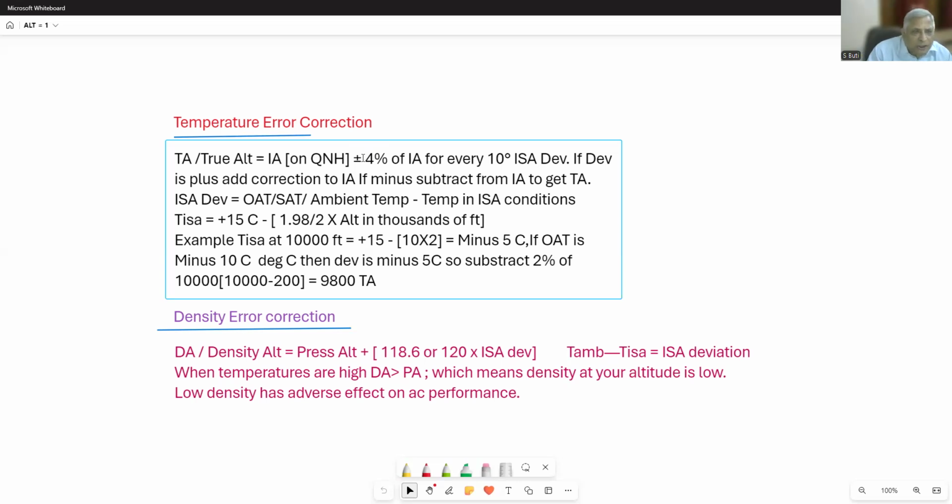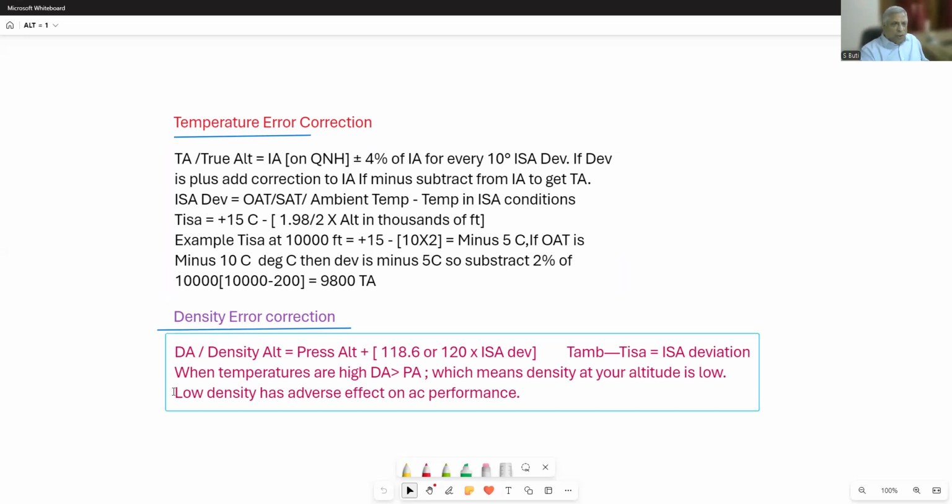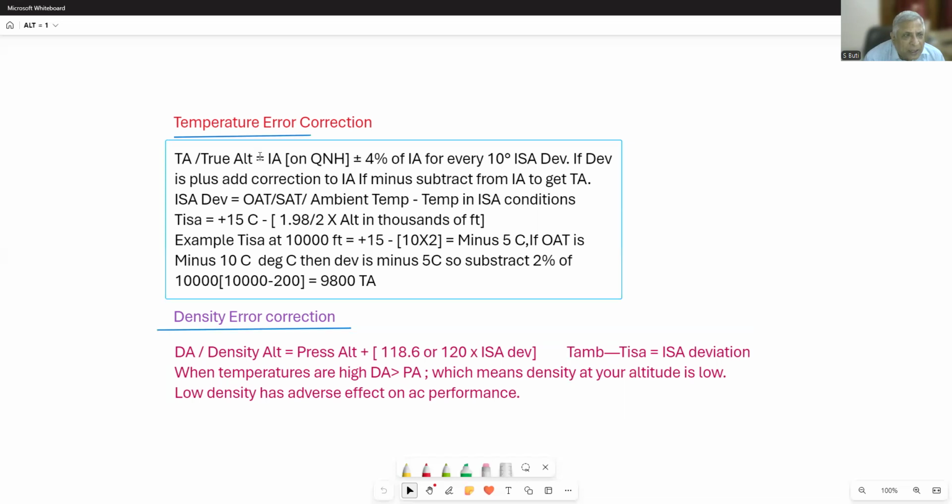So here, since my correction is minus 2%, then 10,000 minus 200, my true altitude is 9,800 feet. Now, to find out the density altitude from the pressure altitude, this correction is applied to pressure altitude. Temperature error correction is applied to indicated altitude on QNH.